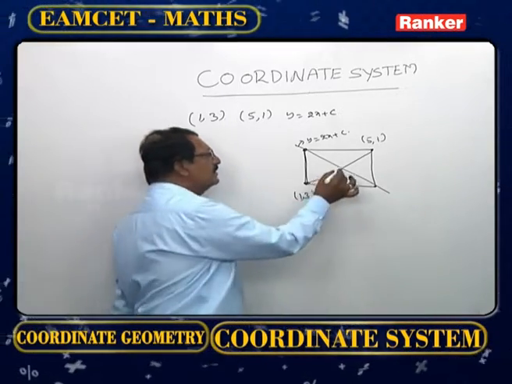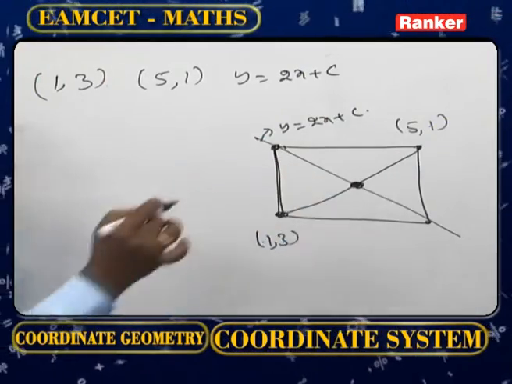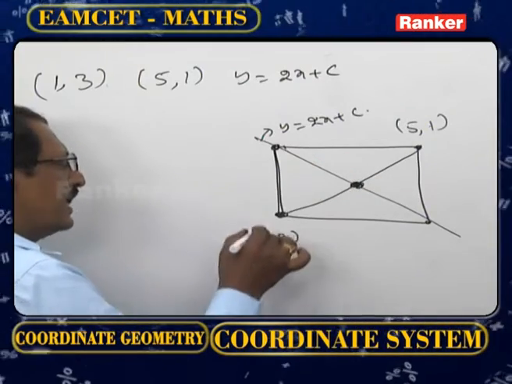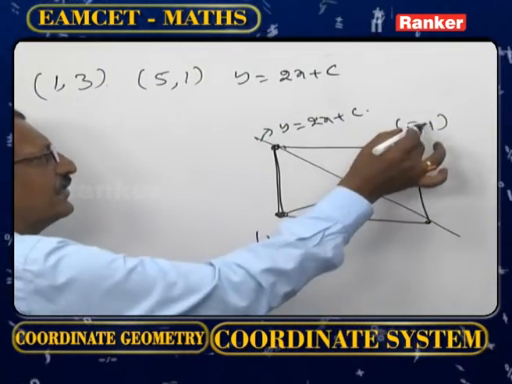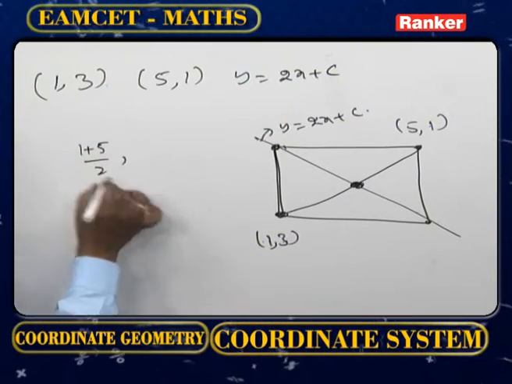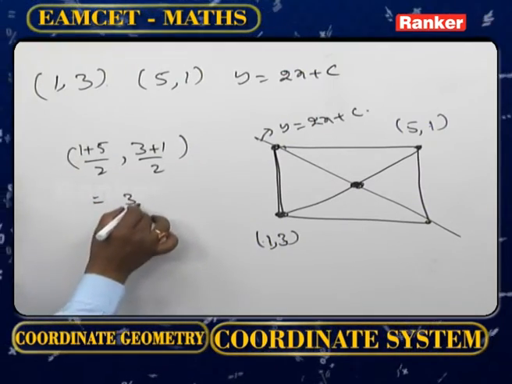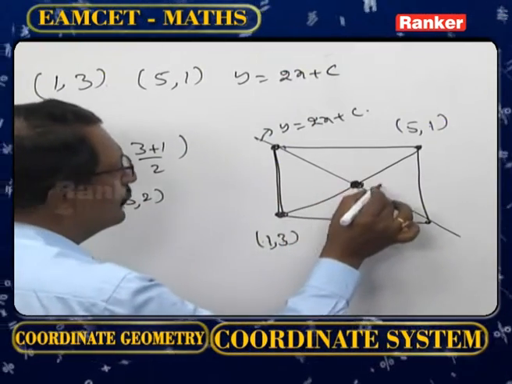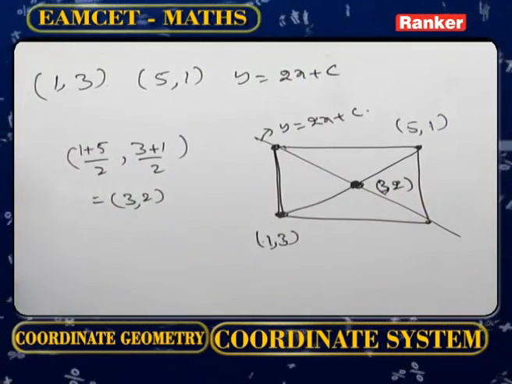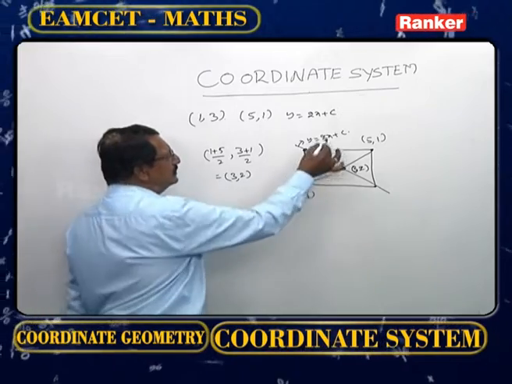In a rectangle, diagonals bisect each other, so the midpoint of one diagonal equals the midpoint of the other diagonal. The midpoint of (1, 3) and (5, 1) is ((1 plus 5) by 2, (3 plus 1) by 2), which equals (3, 2). Now (3, 2) is the midpoint of one diagonal, so it lies on the second diagonal, y equals 2x plus c.